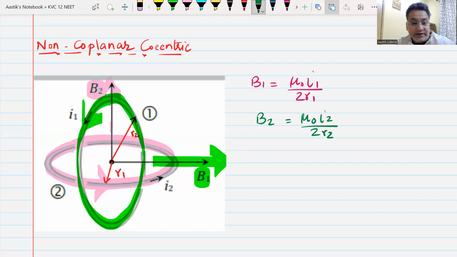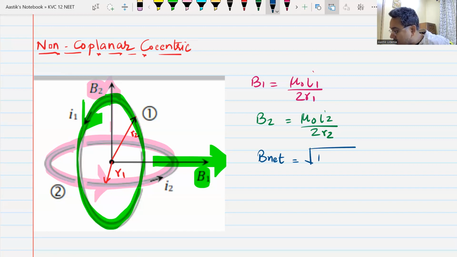Are you paying attention, beta? Are we there, everyone? Yes, sir. The net magnetic field in this case will be under root of B1 square plus B2 square. So please note it down. Two rings, two coils, but not in the same plane. I will give you 1 minute to note this down.